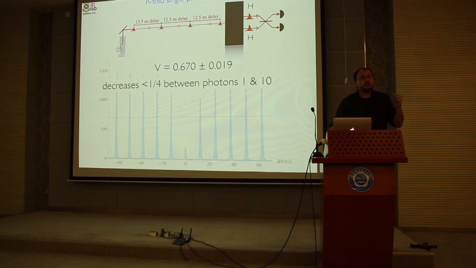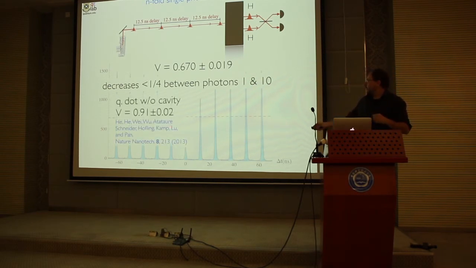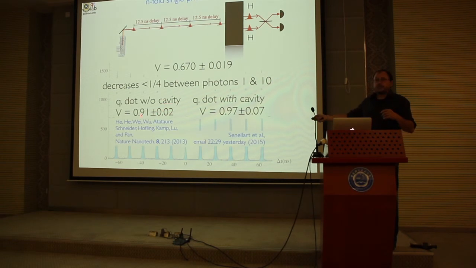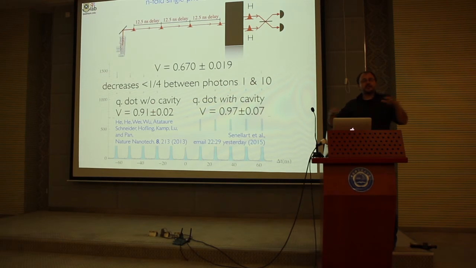So what is the progress? What are the prospects? It's quite good. This wonderful paper by Liu and Pan and their groups here in China had, from a single dot on a surface, a visibility of 91 plus or minus 2%. Not very bright, but extremely high visibility. And then last night, I got an email from Pascal Saint-Lart saying, you can mention this in your talk, with their dot in cavity system, they've just got 97 plus or minus 7%. These are the raw visibilities. They're not corrected for background. That's what you measure.